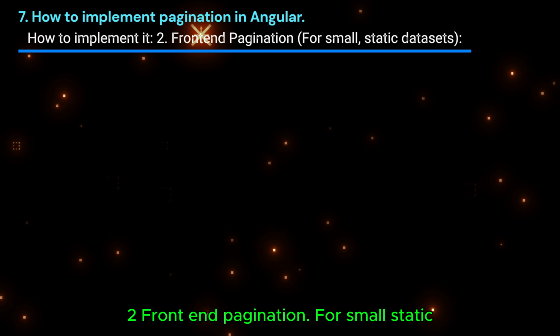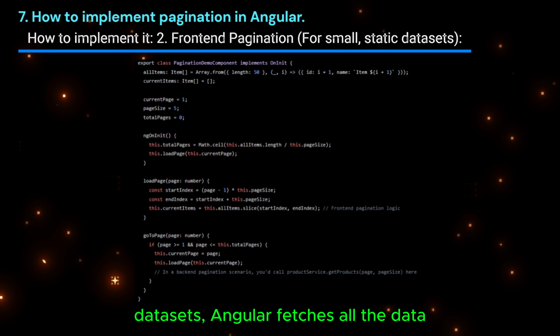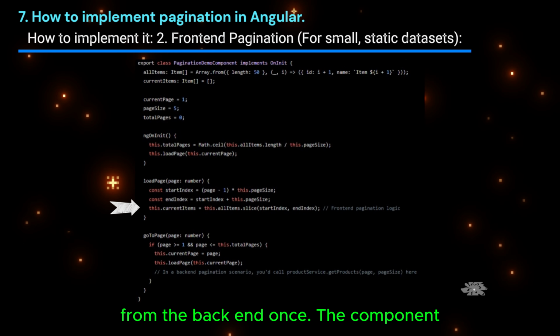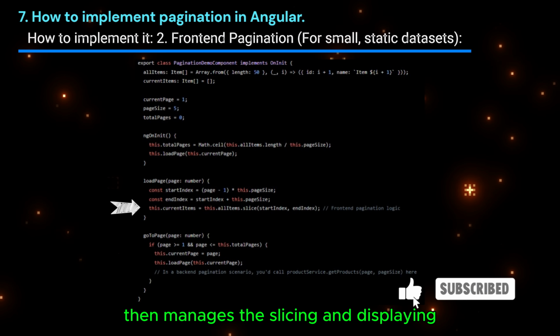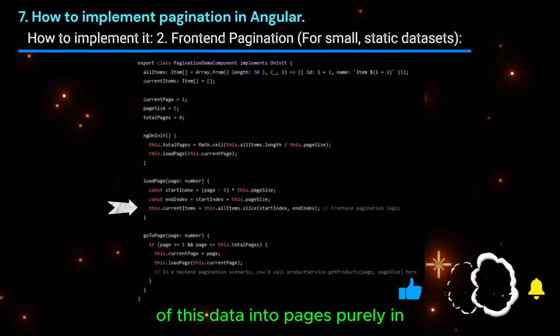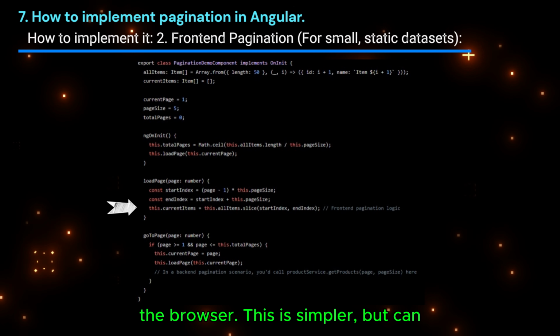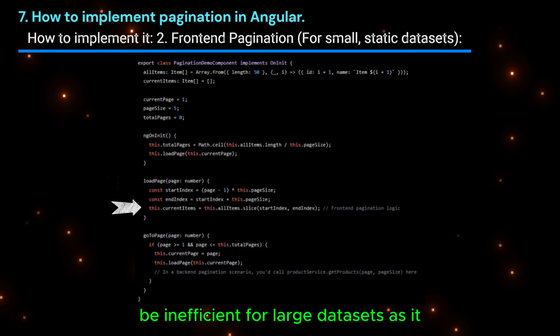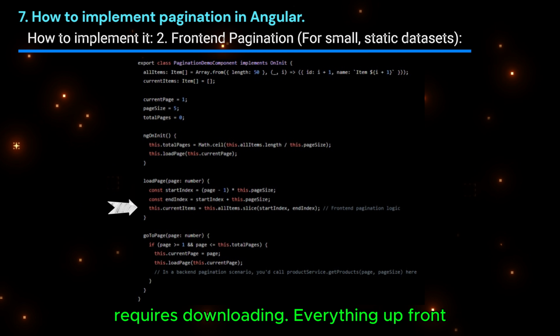2. Front-end pagination for small static datasets. Angular fetches all the data from the backend once. The component then manages the slicing and displaying of this data into pages purely in the browser. This is simpler but can be inefficient for large datasets as it requires downloading everything up front.